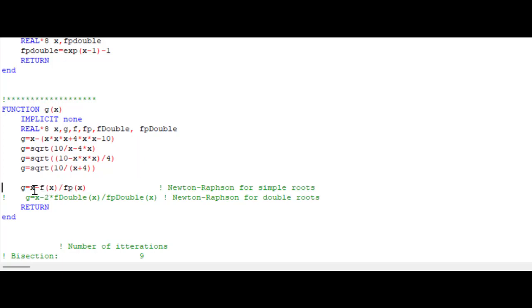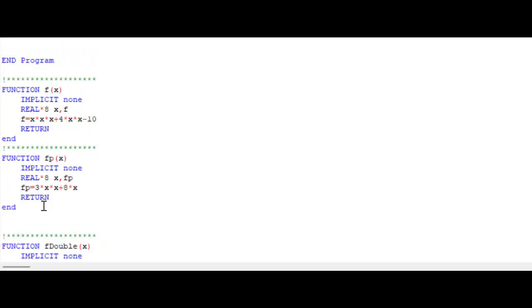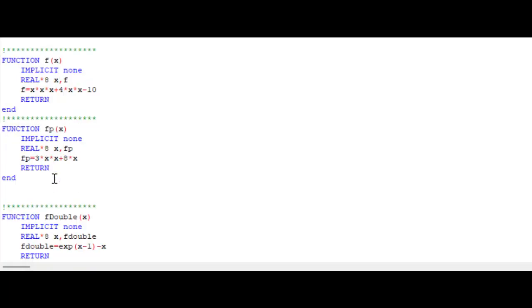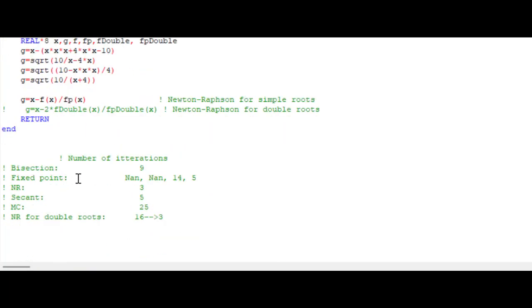And this one is the formula for the Newton-Raphson, x minus f over f prime. This is f, and this one is the derivative of f. Okay, as you see, 3 iterations. That's amazing. This is a second order method. So here the Newton-Raphson just needs 3 iterations to reach the convergence criterion.